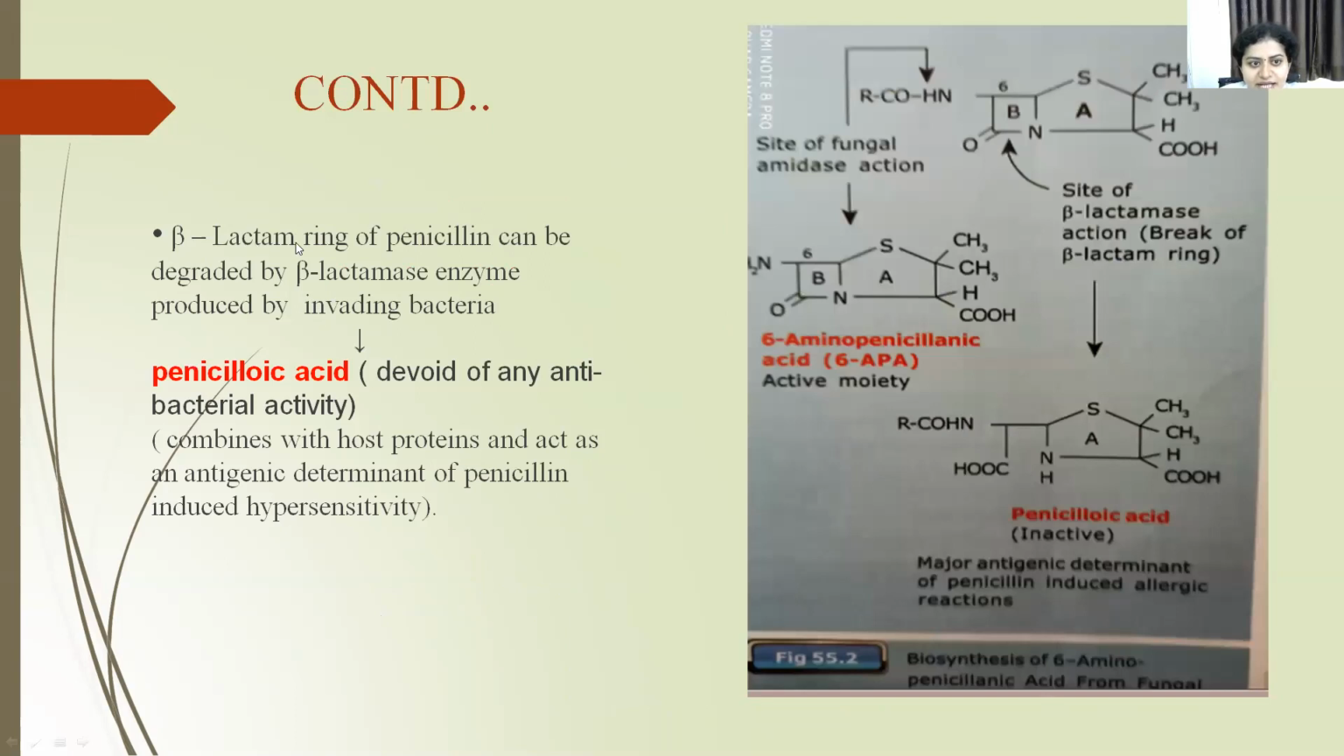Now, the beta-lactam ring of penicillin can be degraded by the beta-lactamase enzyme, which is produced by the invading bacteria. As I told you, this is the beta-lactam ring, fused with the thiazolidine ring, which has a sulfur atom. This beta-lactam ring is degraded by the beta-lactamase enzyme. The bacteria produce this enzyme and degrade the beta-lactam ring of penicillin.